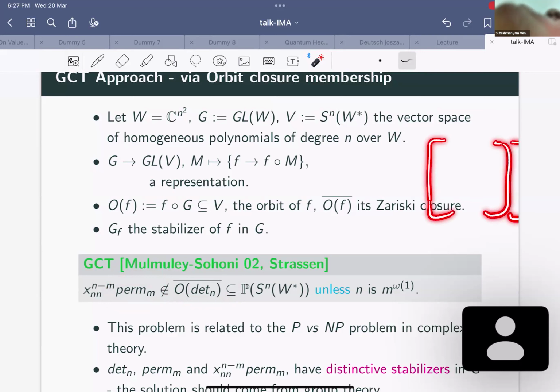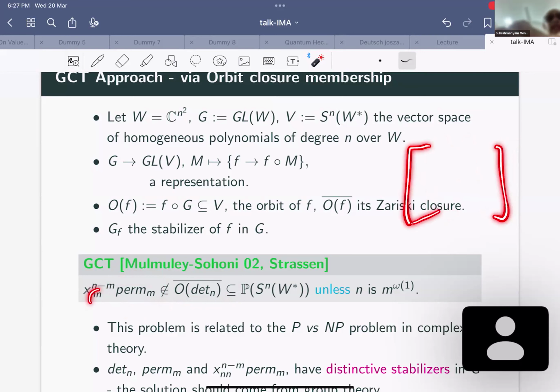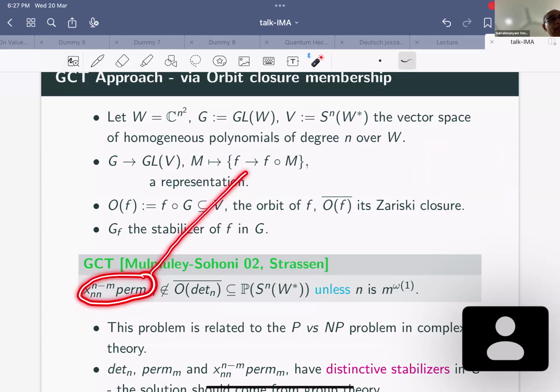Let us do the following. Let me embed the m squared variables of the permanent as the first m cross m variables of the determinant. But of course, this is only a degree m polynomial. Now take the last variable, xnn, and multiply the permanent with this monomial to the power n minus m. Now it becomes a polynomial of degree n in these n squared variables. And I can ask, does this polynomial, now sitting in this vector space V, belong to the orbit closure of the determinant? This is the way Mulmuley and Sohoni set up the problem. They conjecture that this polynomial, xnn to the power n minus m times the permanent, is not in the orbit closure of the determinant unless n is exponential in m. That is the way they set up this problem.